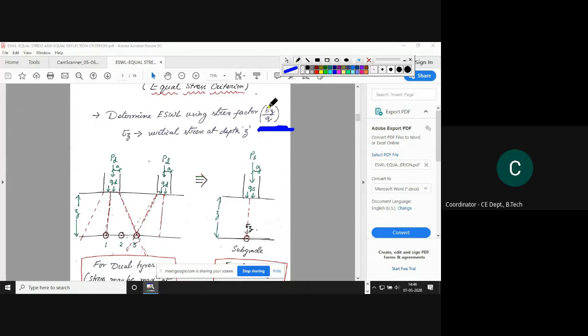See here, this sigma z is the vertical stress that will develop at a certain point at a certain depth due to this combination of load or single load. That means this is actually the stress generated at a point at a certain depth due to the wheel load. So sigma is the vertical stress and z is the depth, that's why it is called sigma z. This is a stress. And again see here, this is also a stress.